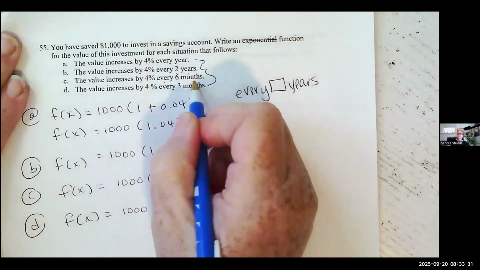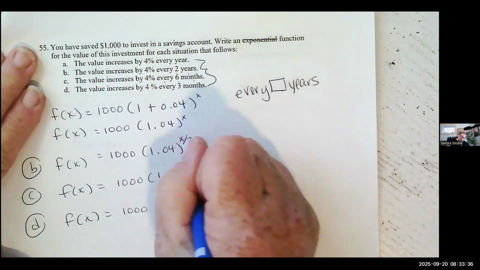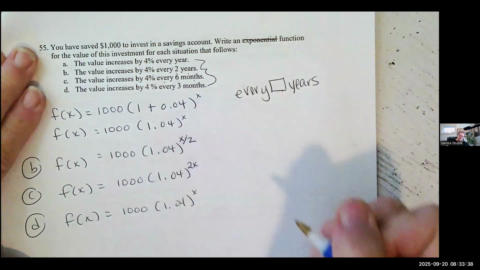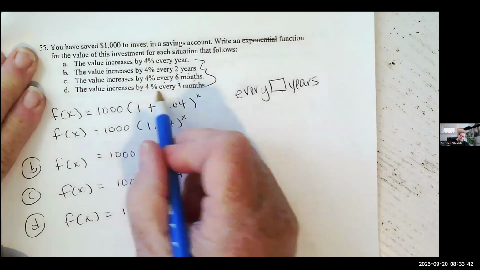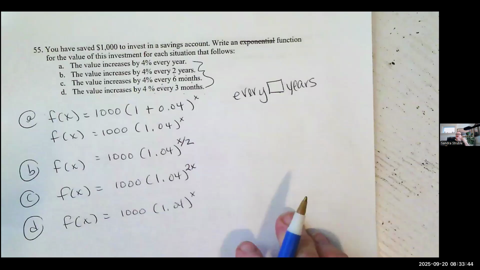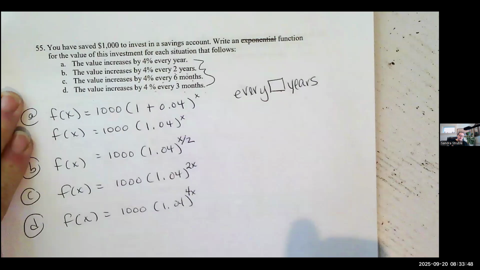If it's every 6 months, how many times does every 6 months happen a year? Twice. So that's 2x. 2 times that a year because it happens twice a year. I shouldn't have put an x here. And then every 3 months, well, 3 months happens 4 times a year. So that's 4x. Those are your answers.